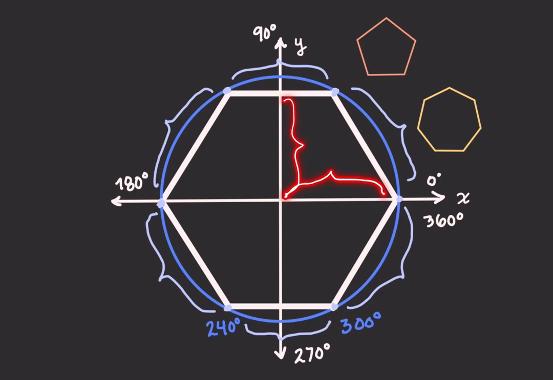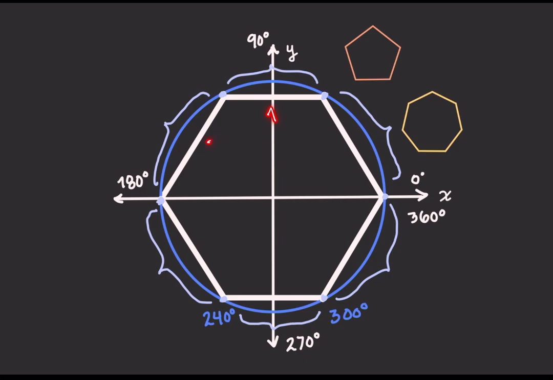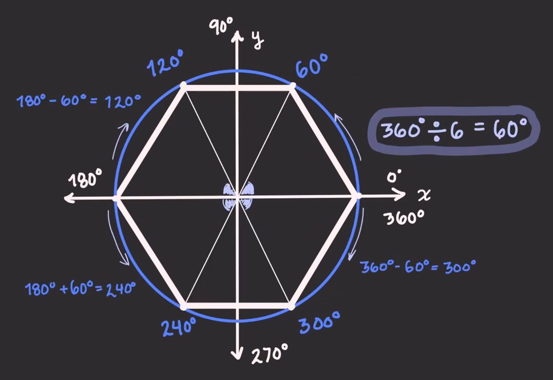Each side of the hexagon equals the length of the radius, and the circle divides itself naturally into 6 equal arcs. Since a full circle measures 360 degrees, dividing by 6 gives 60-degree angles, which we can mark within the first quadrant, and so on.